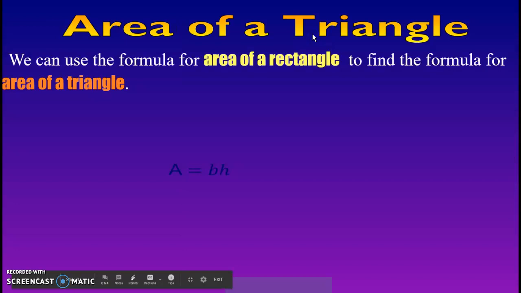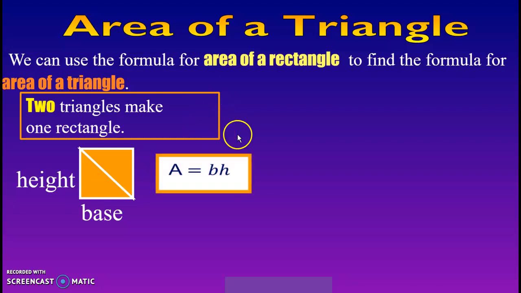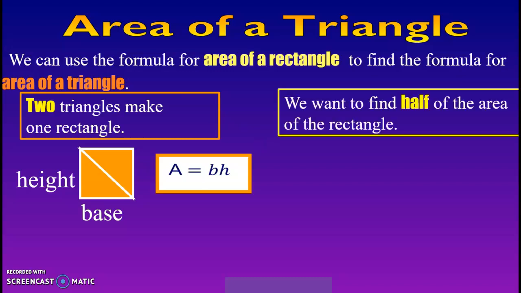So an area of a triangle, we can use the formula for area of a rectangle to find the formula for area of a triangle. 2 triangles make up 1 rectangle. We know that there's the base and the height of a rectangle. So the formula for finding the area of a rectangle is base times height. However, if I want to find the area of a triangle, I'm going to have to find half of the area of this rectangle, because 1 triangle is half of the area of the rectangle.